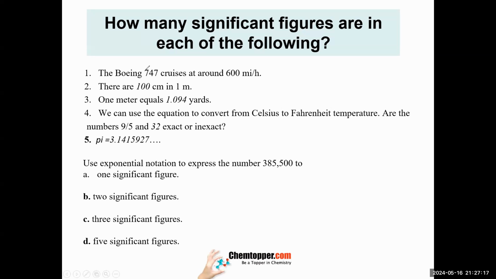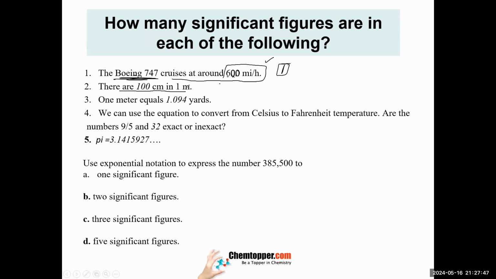Okay, check here. The Boeing 747, the speed is around 600 miles per hour. This is the name and this is the measurement. So trailing zeros are there. Do I have a decimal here? No. So how many significant figures? Only one.